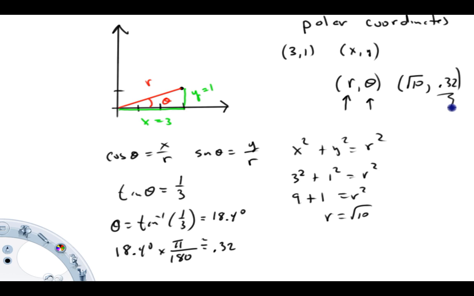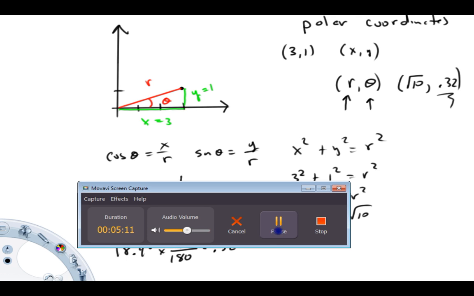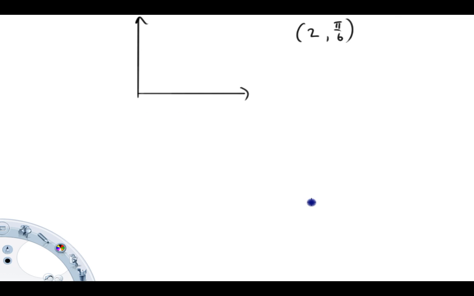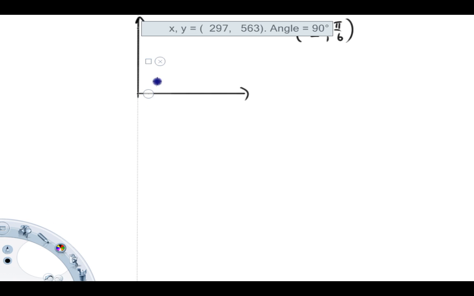Now, I'm going to pause this and chat about some other details about polar. Okay, folks, so I paused and I'm back, cleaned it up. We're going to take a look at the point (2, pi over 6) in polar. So again, in polar, this angle pi over 6 would put us up into quadrant 1.